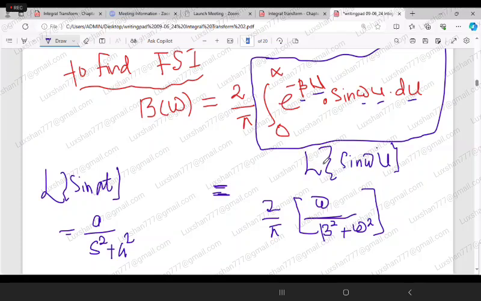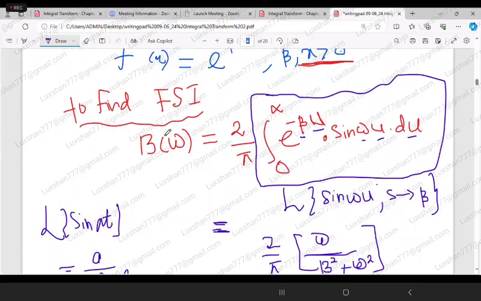You can directly write this as the Laplace transform of sine omega u. The circled one is nothing but the Laplace transform of sine omega u, where s becomes beta. That's all. So therefore, you can directly write this one.